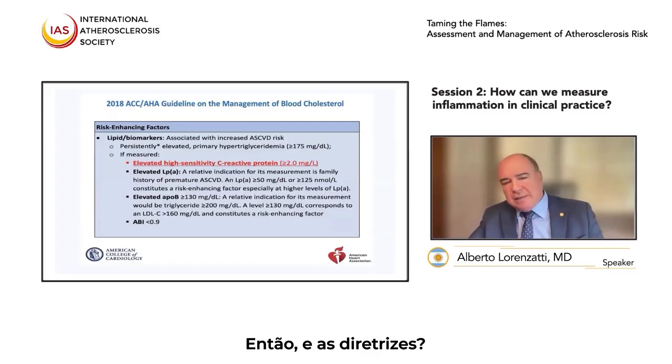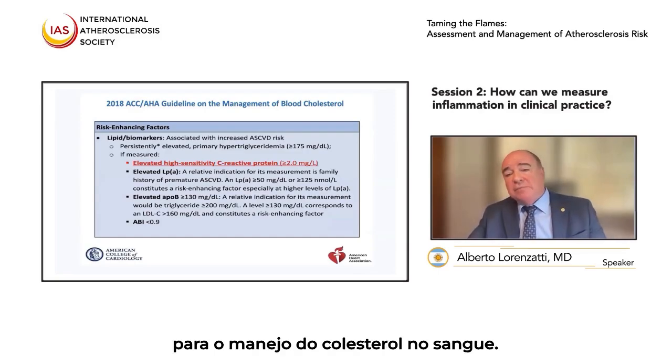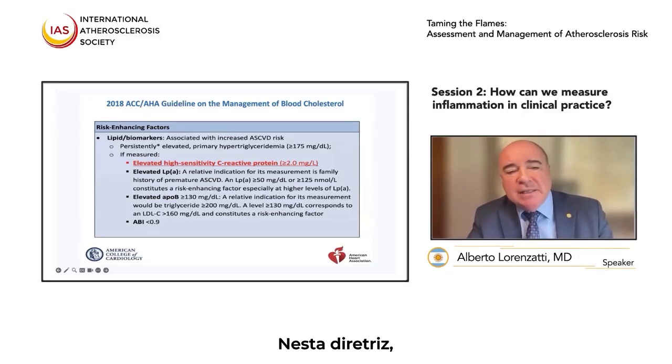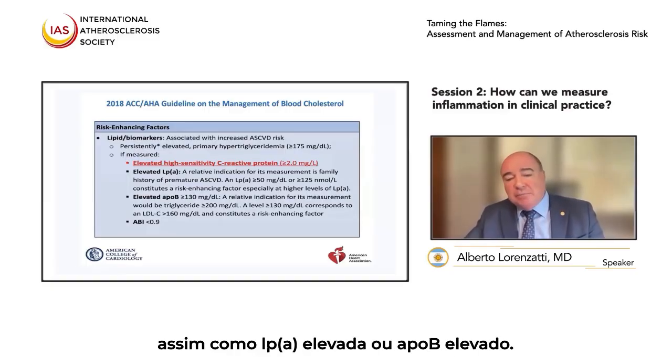So what about guidelines? This is the 2018 ACC/AHA guideline for the management of blood cholesterol. For this guideline, elevated high sensitivity C-reactive protein more than 2 milligrams per liter is a risk enhancing factor, similarly to elevated Lp little a or elevated ApoB.